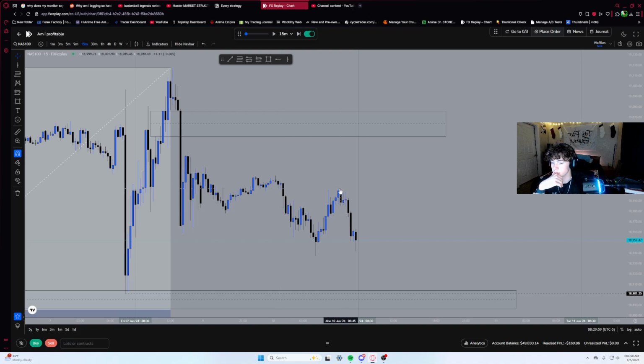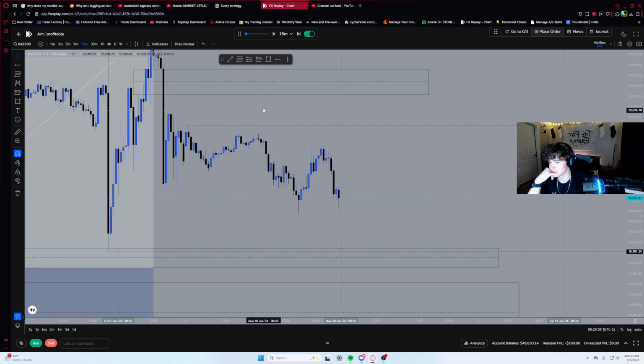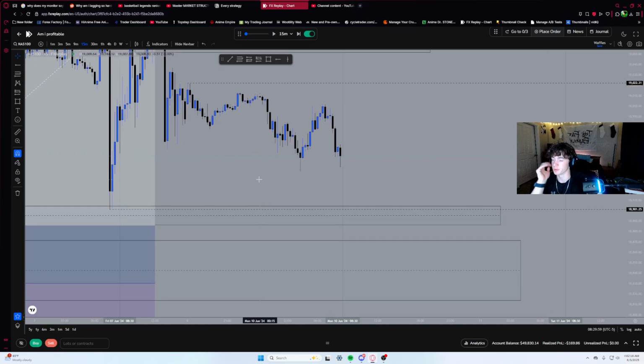Honestly, if this high gets swept, I wouldn't think anything of it. Previous session highs, equal highs. There's also highs right here. I think the goal would be to sweep this high, at least, if we were bearish.